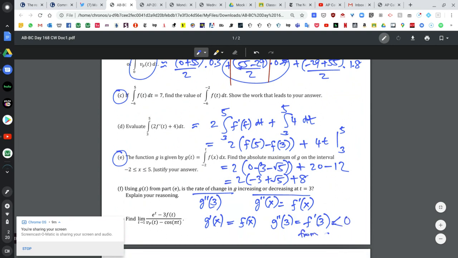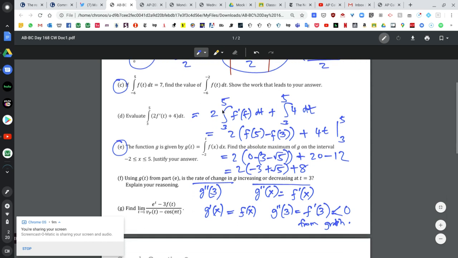I'm clearly telling you how. From the graph. Write a conclusion yourselves. Get it from the question. So the correct answer is the rate of change of G is decreasing at t equal to 3. Okay? You can pause the video, attempt G all by yourselves.